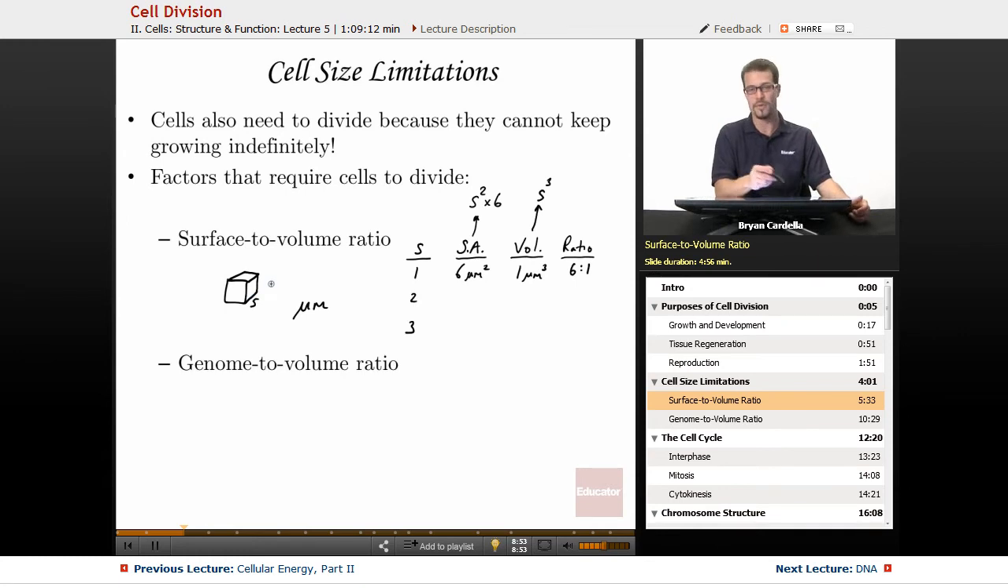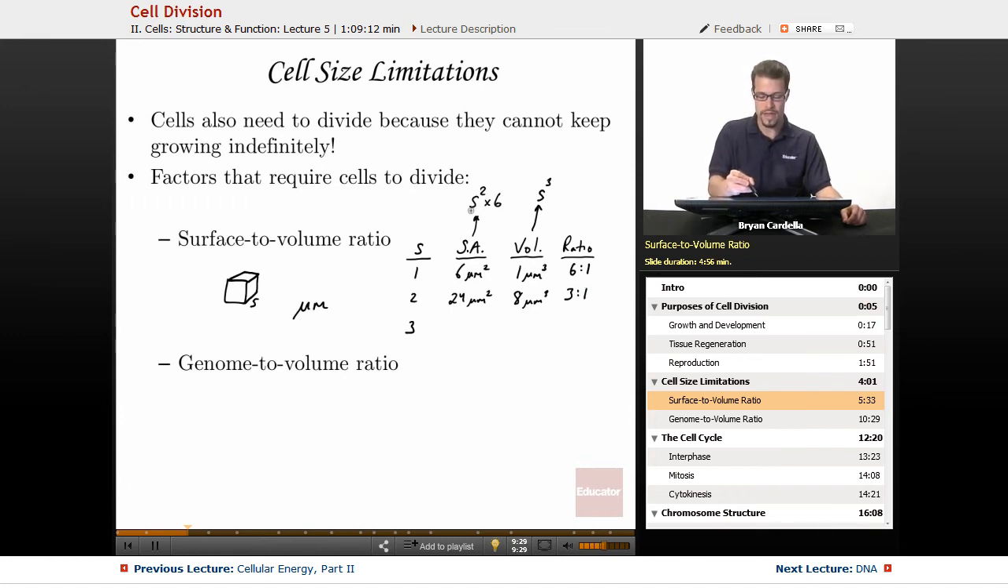When every side doubles in length, the cube is much larger. When we plug in 2 into there, 2 to the second power equals 4, times 6, 24 micrometers squared. When we put a 2 into there, 2 times 2 times 2 is 8. Reduce the ratio, what do we get? 3 to 1. The ratio has changed. A pattern is developing here.